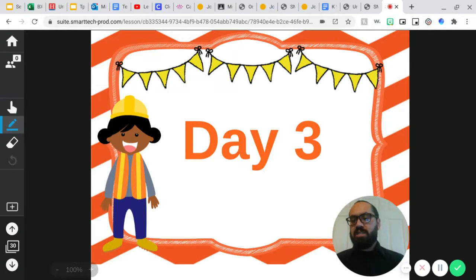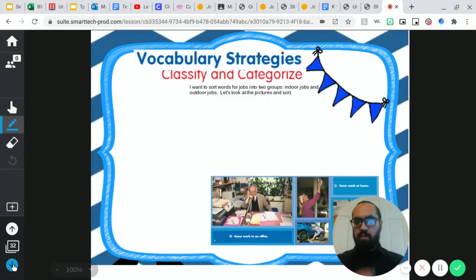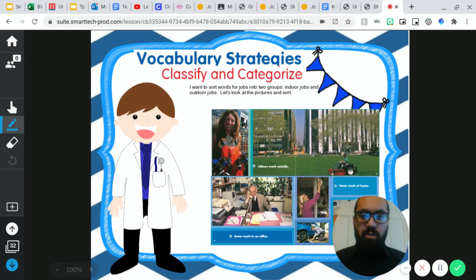So let's get started. For the first thing, we're going to go over vocabulary strategies. This week, the vocabulary strategies are to classify and categorize. Okay, so to put things into groups. So basically you're sorting things into 2 groups. I'm going to show you an example of it right now.